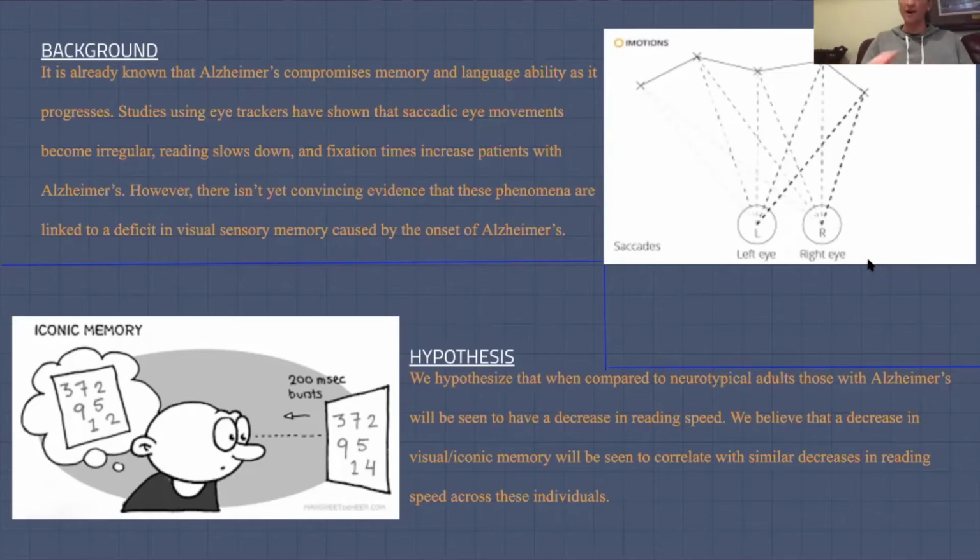And so our hypothesis is that we believe that there'll be a strong positive correlation between those two variables, meaning as someone's iconic and visual memory get worse, their reading speed will see a similar decrease. Yeah, that's our hypothesis.